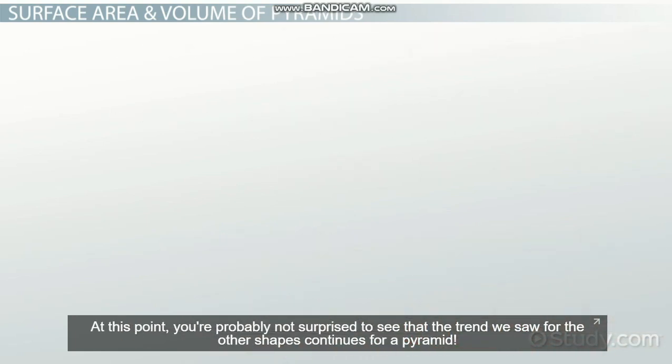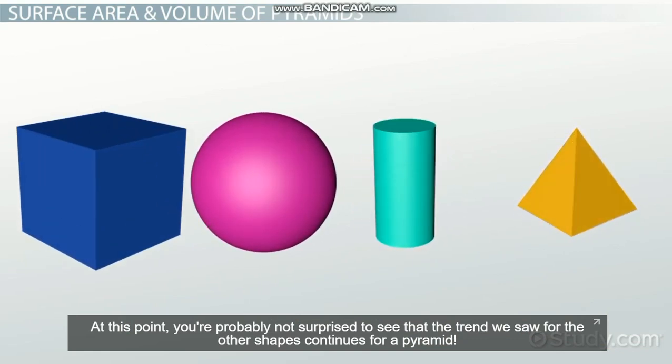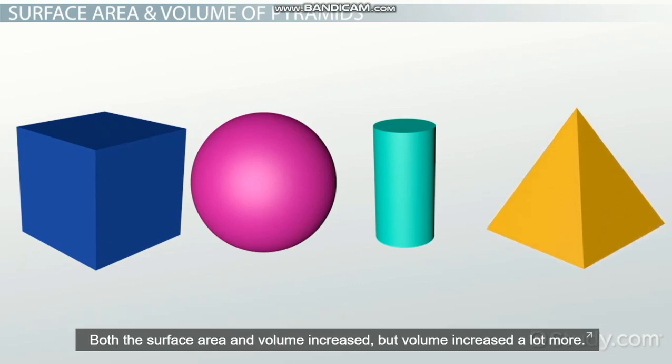At this point, you're probably not surprised to see that the trend we saw for the other shapes continues for a pyramid. Both the surface area and volume increased, but volume increased a lot more.